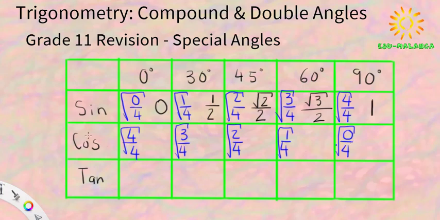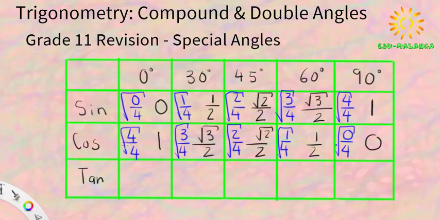And for cosine, it's easy to solve. Nothing is new over here, guys. We're going to have 1, and we're going to have 0. And then we're going to have root 3 over 2. And we're going to have root 2 over 2. And the last one will be 1 over 2. So these are the special angles for cosine.